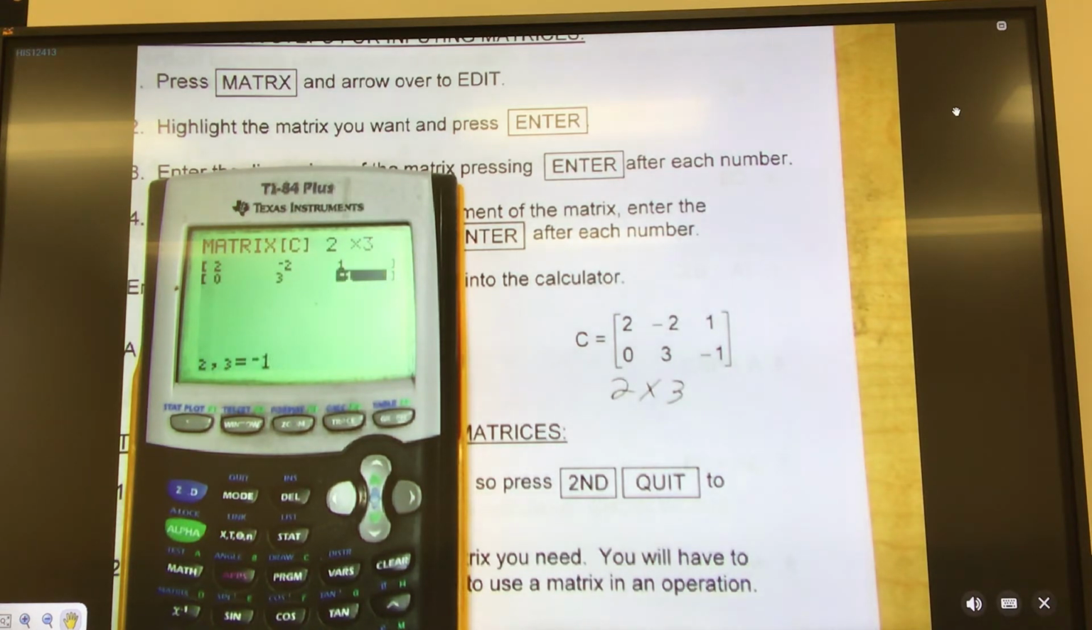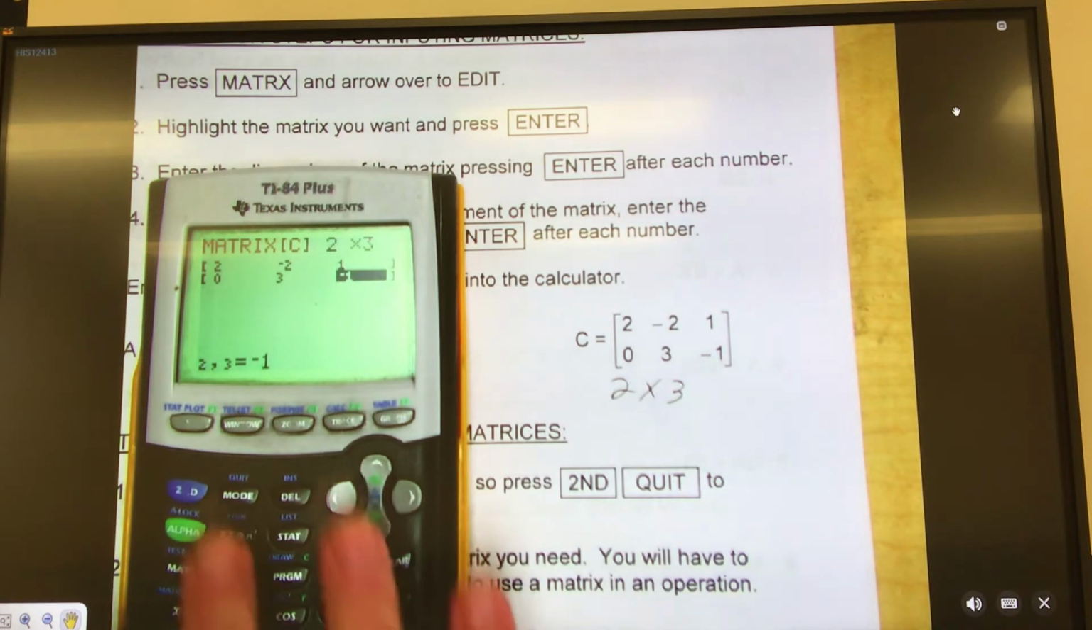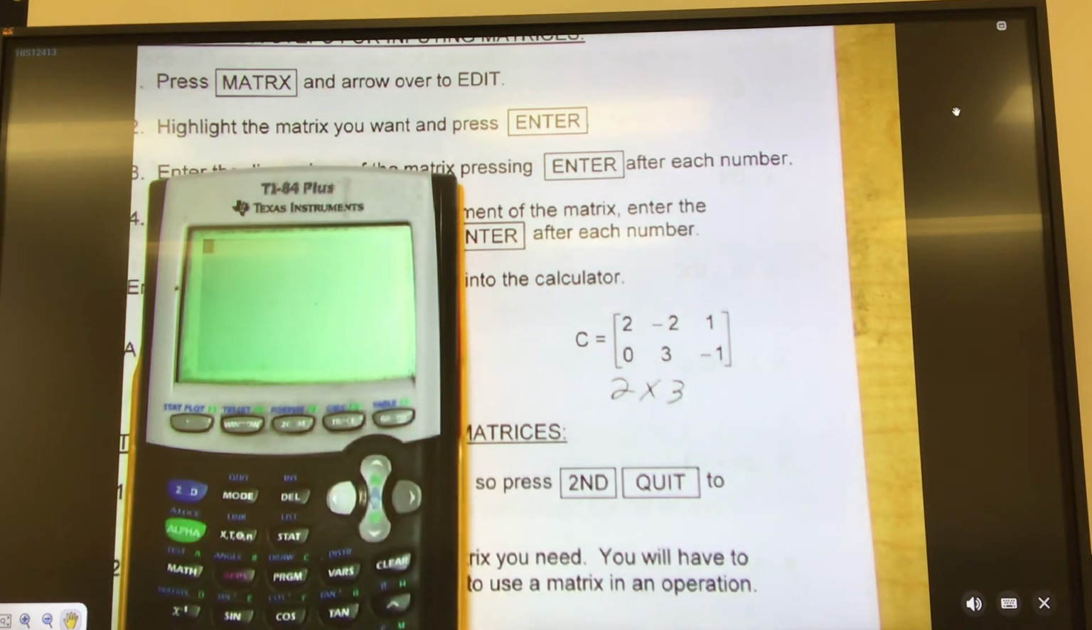Now once I enter it, they're saved, they're there. I can go out of this screen, go do other math operations on my calculator, and it doesn't change that. Those matrices are saved in those spots until I go to them and change them if I so choose.